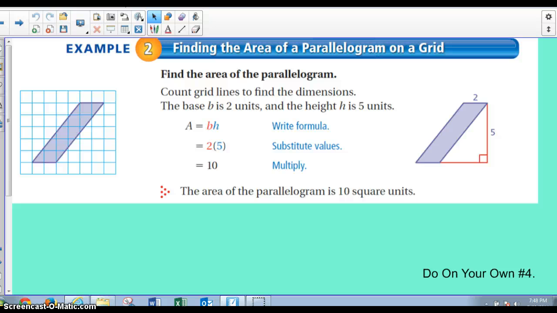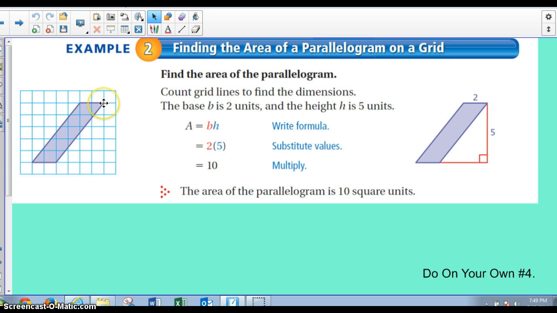Example 2, finding the area of a parallelogram on a grid. Count grid lines to find the dimensions. The base in this case is 2 units. Now how do we say 2 units? We start at the corner, we go to the next corner, and the next corner. Technically, the base covers 2 of these units, 2 of the little squares. So the base is 2, and the height is 5. How do we figure that out? Well, our best bet is to start right here. Go 1, 2, 3, 4, 5.